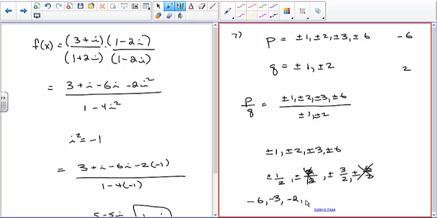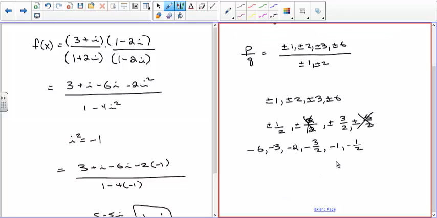So if we go from most negative to most positive, we've got negative 6, negative 3, negative 2, then we have negative 3 halves, then we have negative 1 half, and then you just do the same thing in the positive direction. Oh, I forgot 1, so sorry. We also have negative 1, and then negative 1 half. And then you can go the other direction with 6, 3, 2, positive 3 halves, positive 1 half. So those are the possible rational zeros.